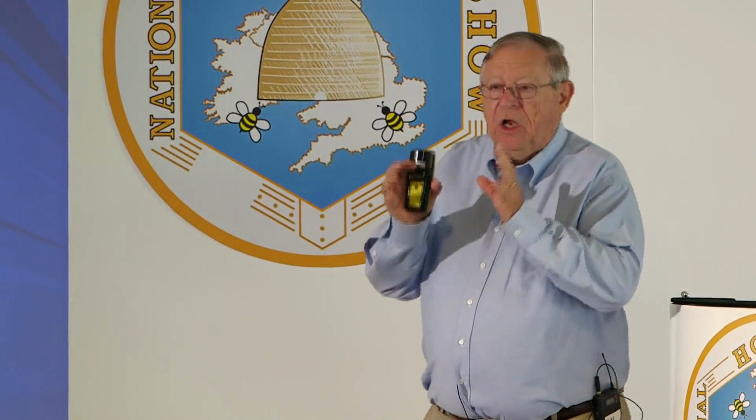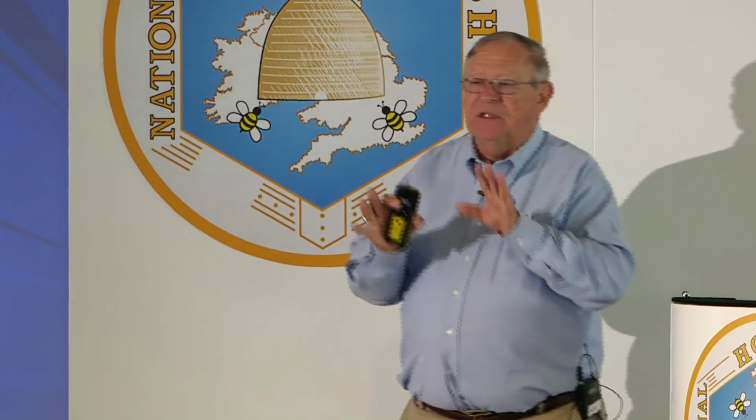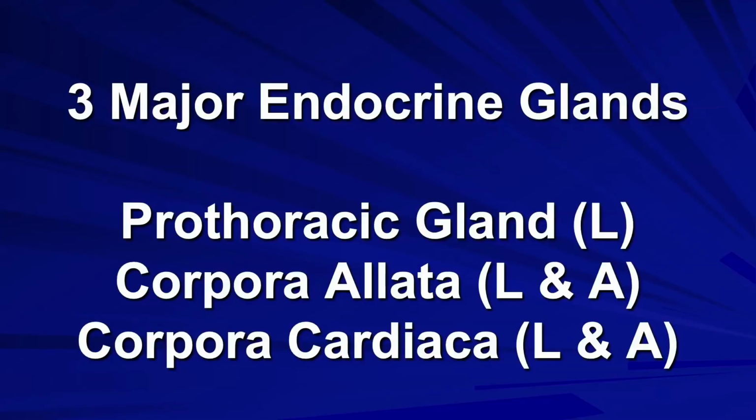Now, let's first of all look at the hormone side, the endocrine side, and what effect it has on colony development. There are three major endocrine glands that produce hormones in the honeybee. In the larvae, we have what is called the prothoracic gland, found only in the larvae. But then we have two glands that are found in both larvae and adults, the corpora allata and the corpora cardiaca. All right, so these are endocrine glands producing hormones, and as you recall, we stated they only affect the individual that is secreting them.